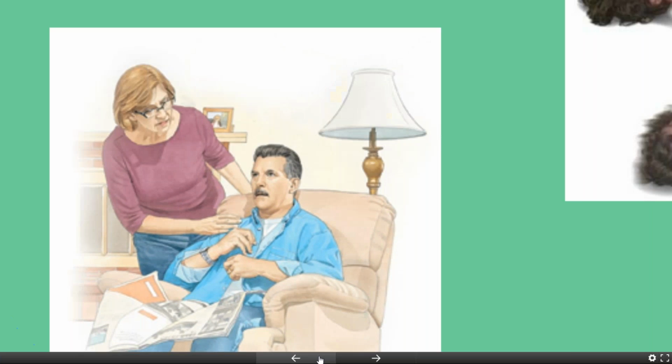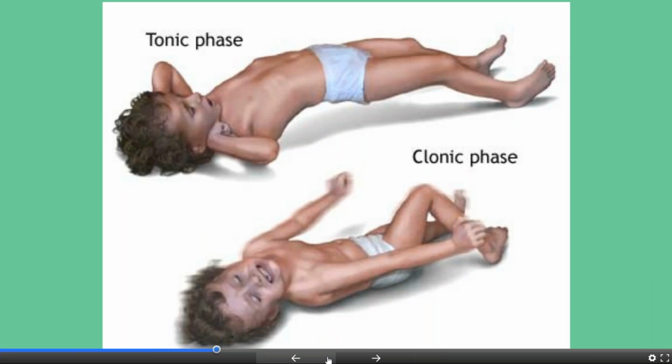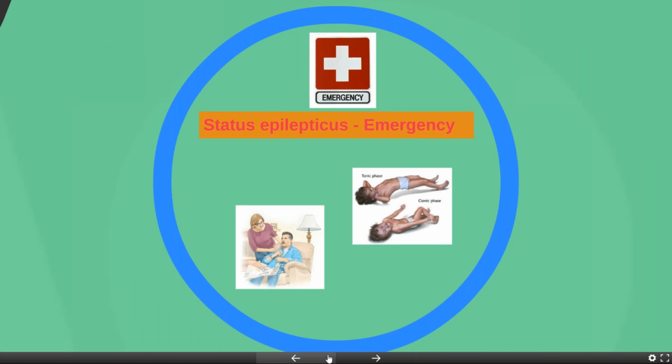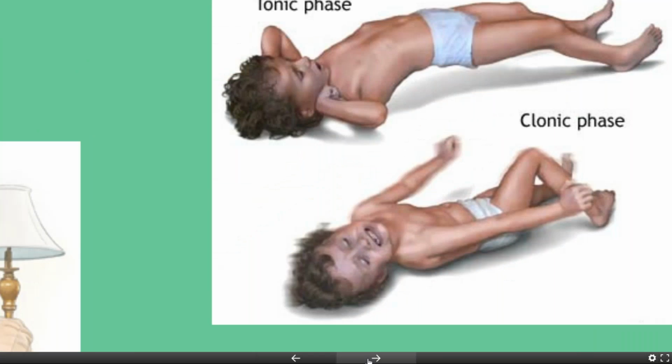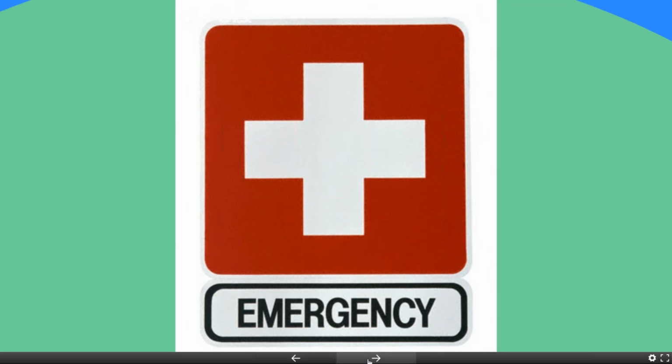It's important to know that it's not always a fit as such where people are having a myoclonic or tonic-clonic phase. It can be somebody who is just sitting there and appearing absent for a long time. That depends on how the seizure presents itself. Very important to remember, though, that regardless of the presentation, it is an emergency.